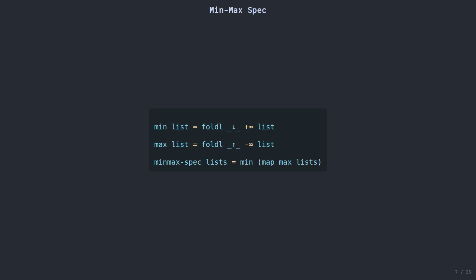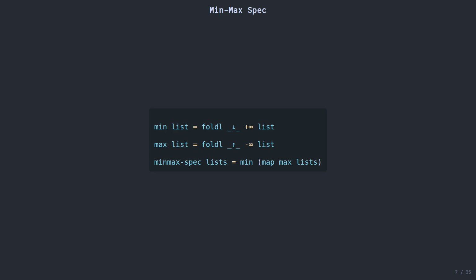Now that we have stocked our Agda toolbox with these identities, we can see how Bird tackles the min-max problem. On the screen, we see his definition of min-max. First, min is defined as a left fold on the list, using the down operator with positive infinity as the seed. Bird relies on Bird-Meertens formalism. The down operator is similar to min in the C++ standard library. It takes two numbers and returns the smaller one.